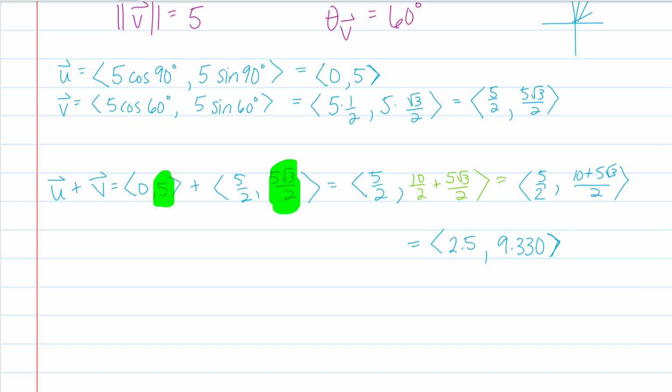Alright, so that's what you're going to do in your homework for 6.3F. They're going to give you a magnitude and a direction, and you are going to write the vector in component form, and then just 2 or 3 problems where you have to build the vectors yourself and then do a linear combination of them, do some operation between them.